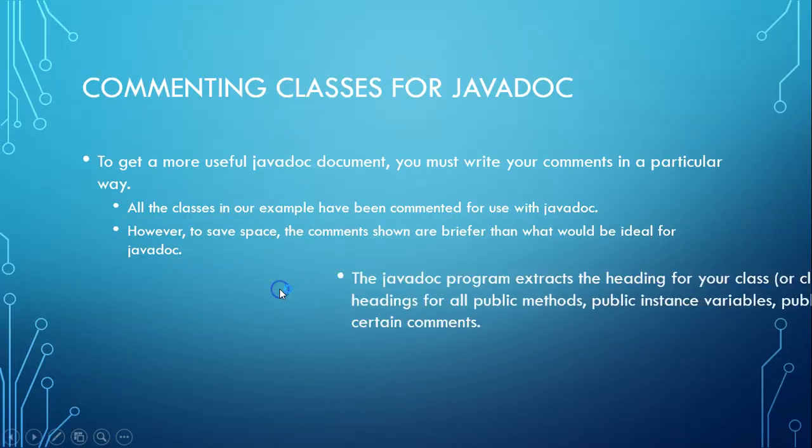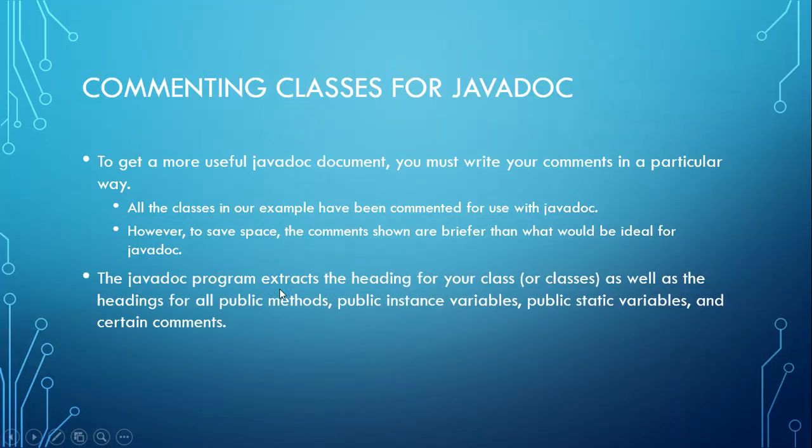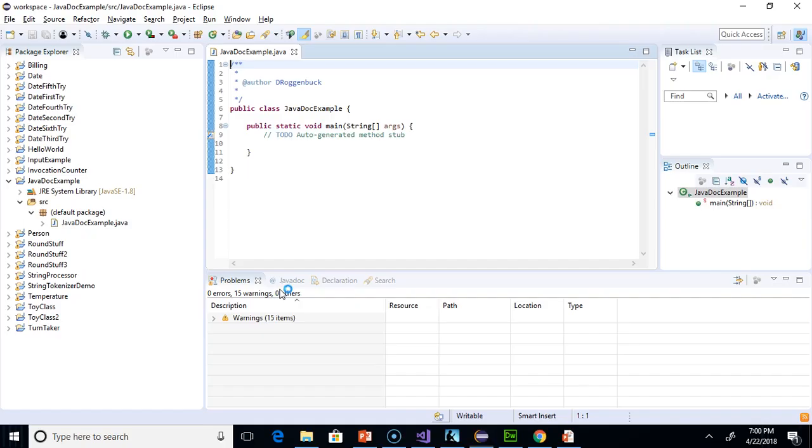So the JavaDoc program will extract the heading for your class or classes, as well as the headings for all public methods, public instance variables, public static variables, and certain comments. So remember how we've been using different comments that use these block settings? That's really what JavaDoc is going to look for.